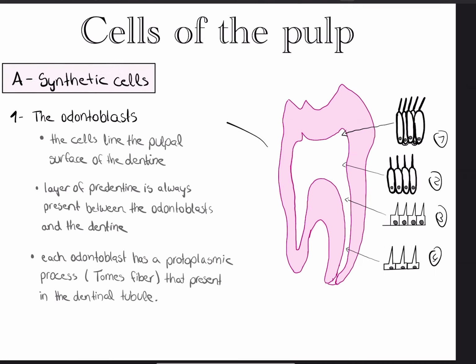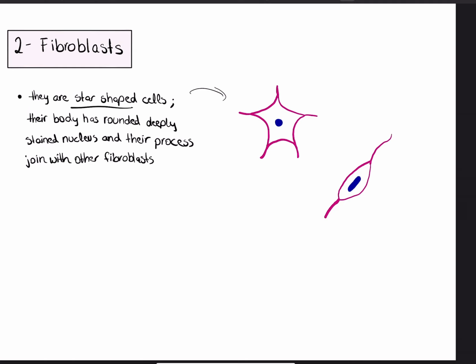Fibroblasts, the second type of these synthetic cells. They are star-shaped cells. These types of pictures, as a dental student, you might see often in the first and second year, if you study histology or oral biology. Their body has a rounded, deeply stained nucleus, and their processes join with other fibroblasts. So here, there's another one, and another one.